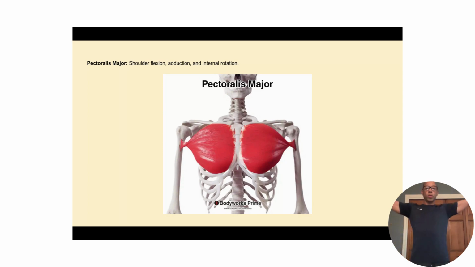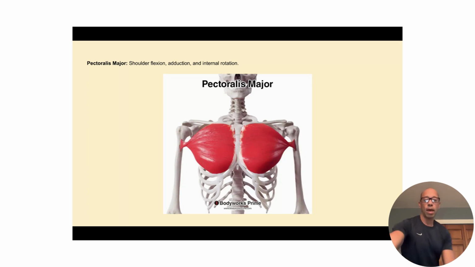And also, this is adduction this way. And then internal rotation. If you look at my hands, internal rotation is the whole arm, from the shoulder, with my hands rotating inward. So looking at the shoulders, you see my shoulders kind of come inward. That would be internal rotation.